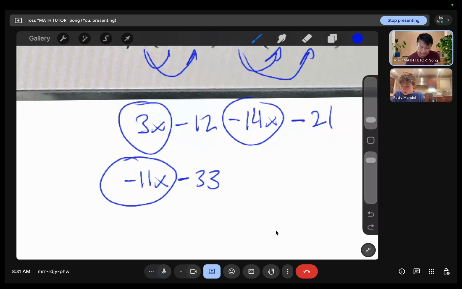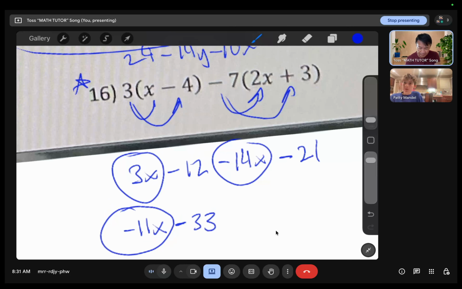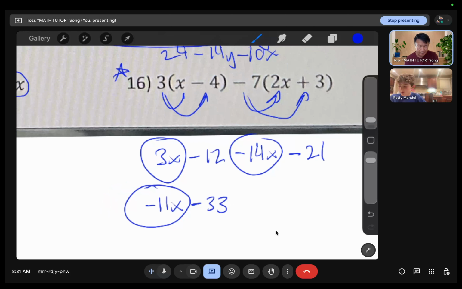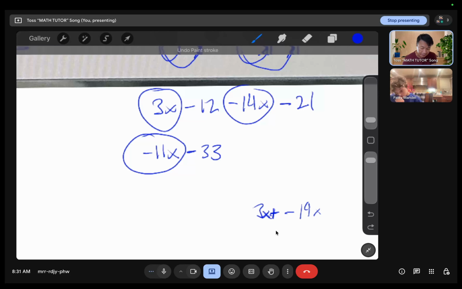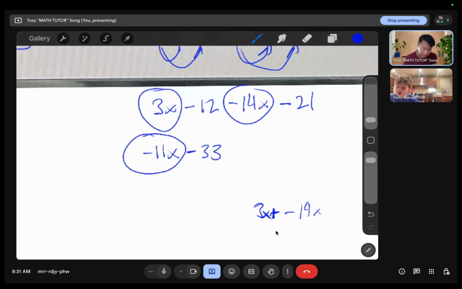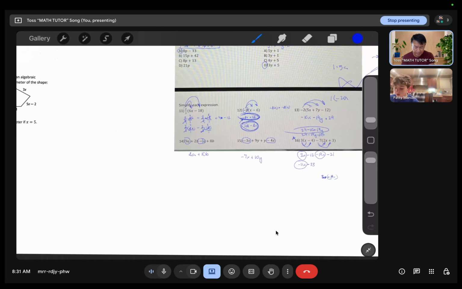Make sure you're okay with this. I'll put a star there. It's really 3x minus 14x, which is negative 11x. Or you can think 3x plus negative 14x if that's going to help you keep the sign negative. Sometimes this helps. Okay, we're good there.